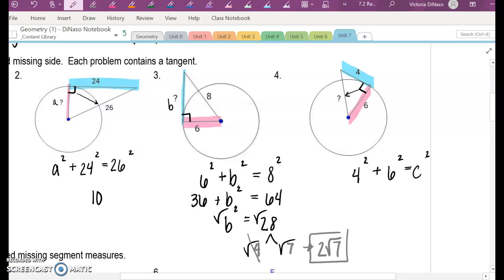So in our calculators, we have 4 squared plus 6 squared, enter. And you should get 52. So we have 52 equals C squared. From there, we're going to go ahead and square root each side.